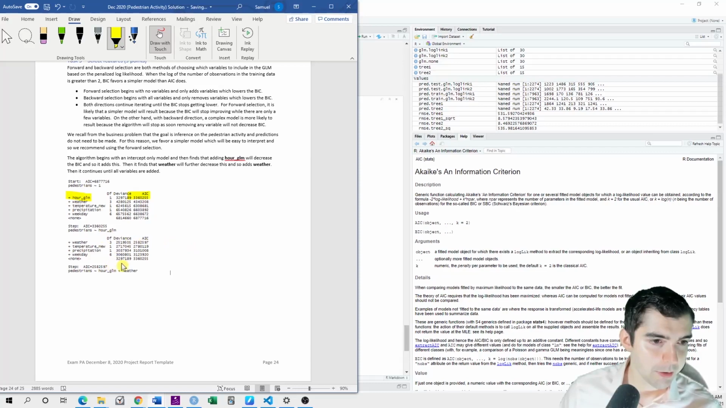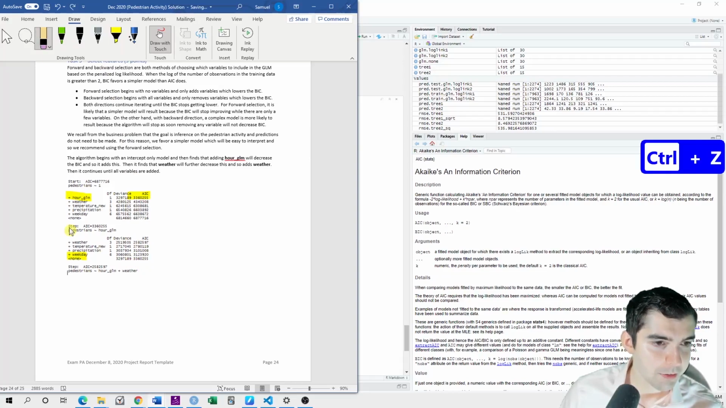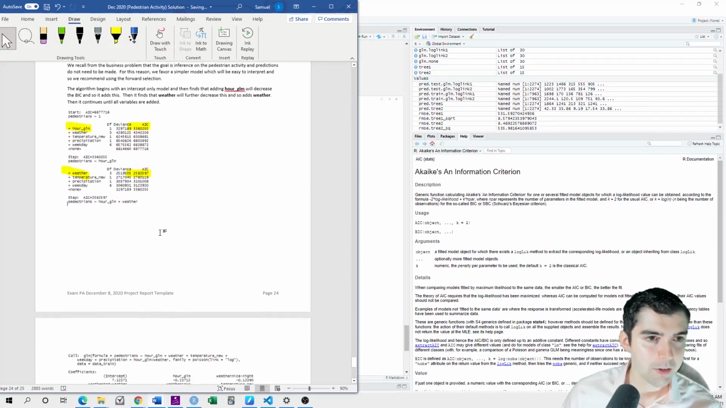And then here it finds that weather is the weakest. Weather has the lowest AIC. That's weekday, that's not weather. Weather is right here, and that's that.